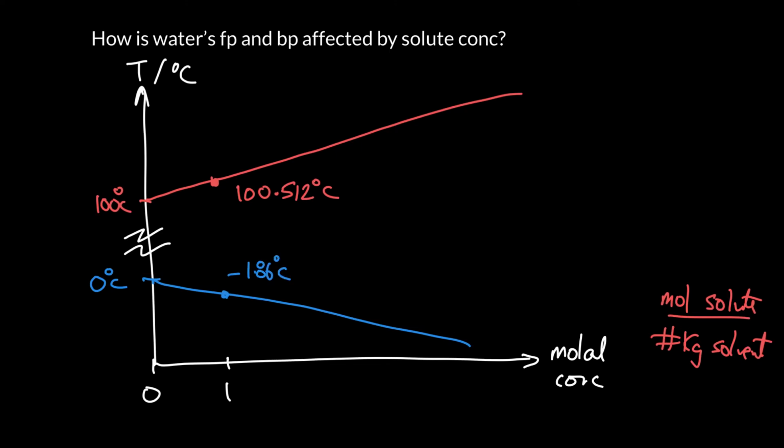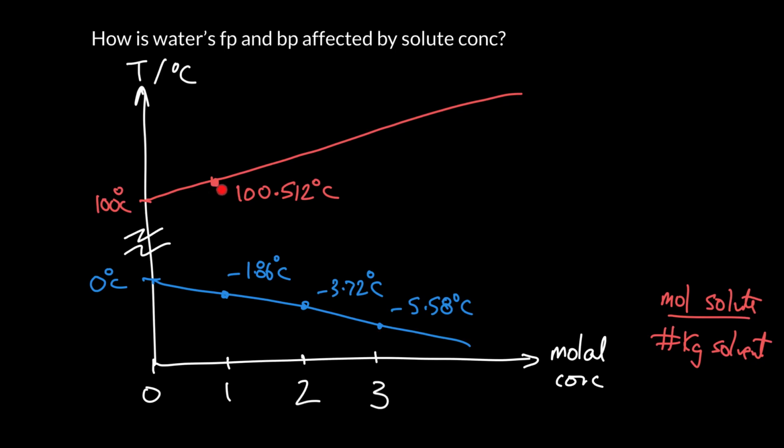And again, if we keep increasing the concentration, so if we have, say, 2 moles of sucrose or sugar in a kilogram of water, the freezing point will go down even further. So it'll go down here to minus 3.72 degrees C. And if we take it down to 3 moles per kilogram here, it'll go down even further to minus 5.58 degrees C. So notice how the water freezing point keeps going down as we increase the solute concentration.